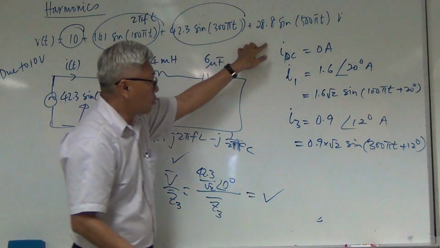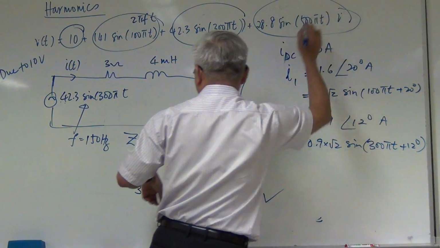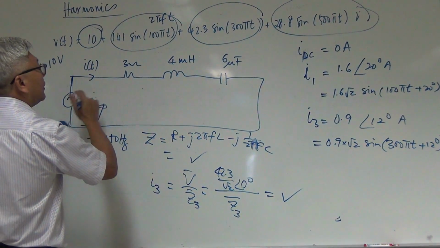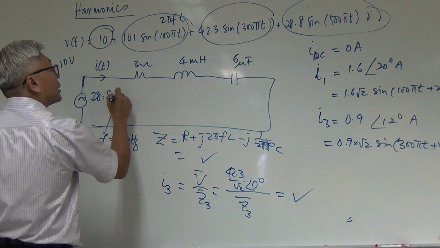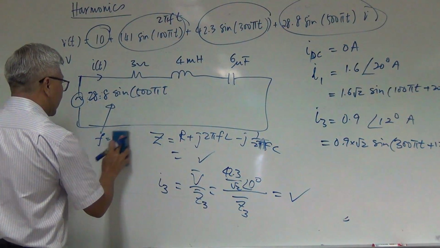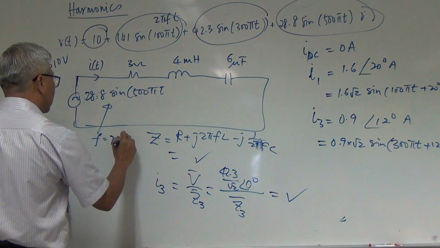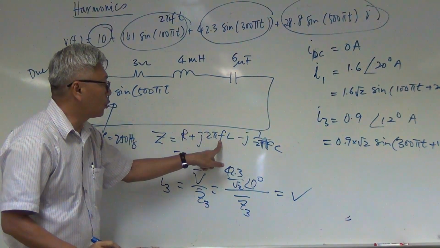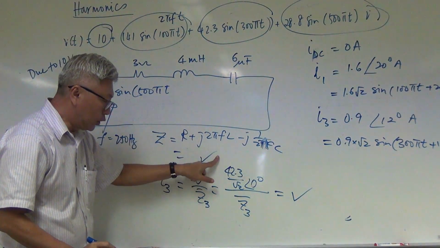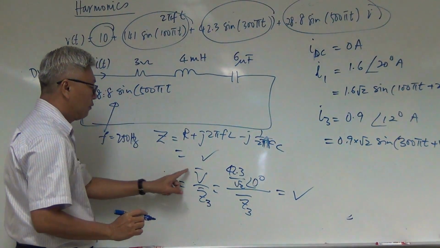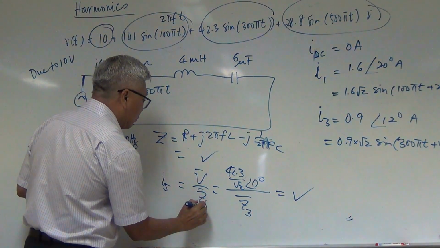Then go on to this one, 500 pi t. So the signal now is 28.8 sine 500 pi t. And with that, the frequency is actually 250 Hz. So you find a new impedance again. This time you substitute 250, you get a new impedance. Find a new current due to the fifth harmonic: V divided by this new impedance.